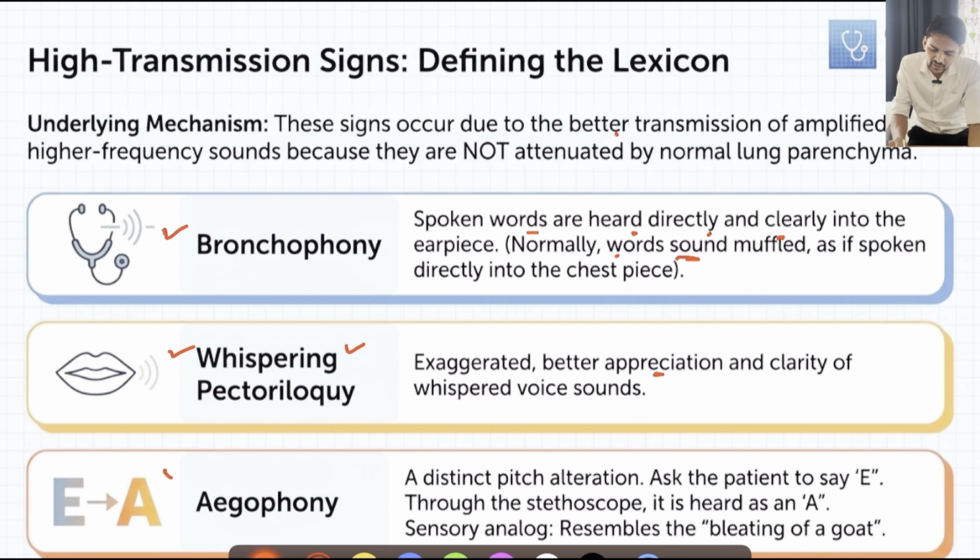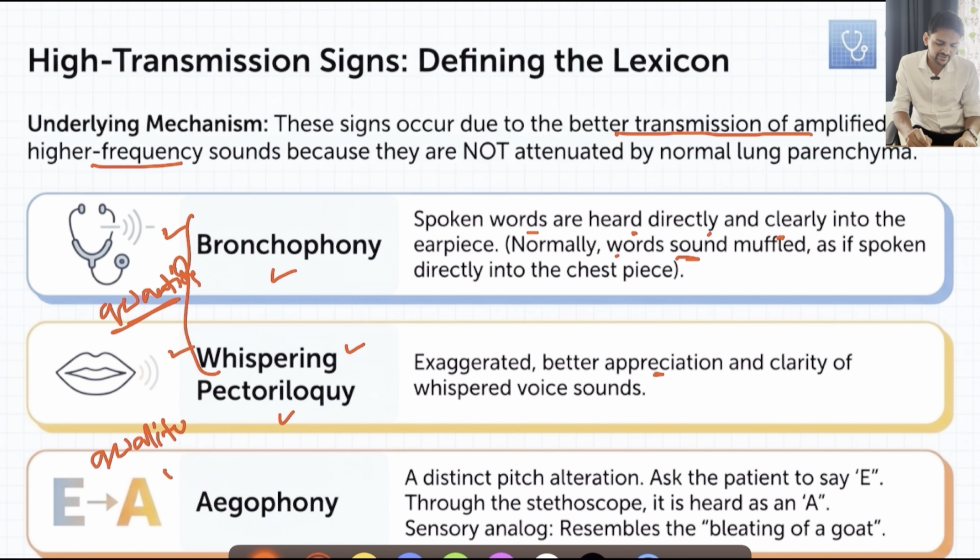Why is it happening? Because of better transmission of amplified higher frequency sounds. These higher frequency sounds will be transmitted better without any filtration. That's why we are getting these high intensity sounds. So these two are related to the increase in the quantity, that is intensity. One more similar thing is regarding the quality of voice sounds, that is egophony, where we ask the individual to say E and it will be heard as A. So it is nothing but pitch alteration, where we ask the individual to say E and it is heard as A, just like the bleating of a goat.